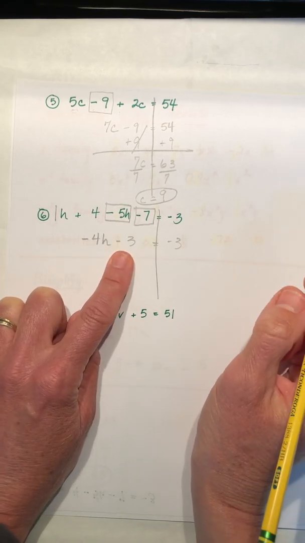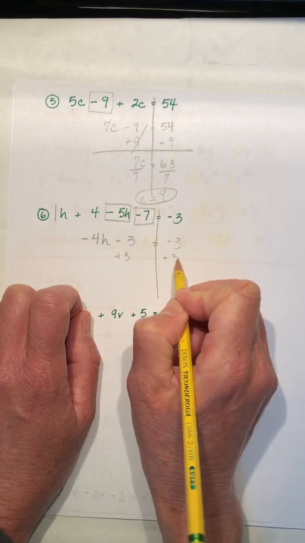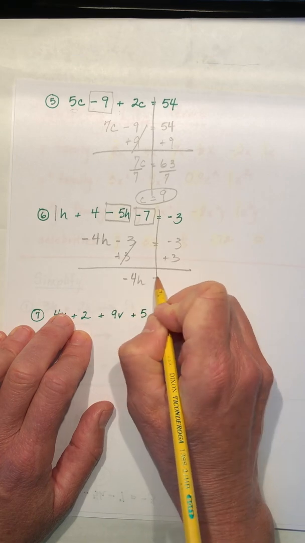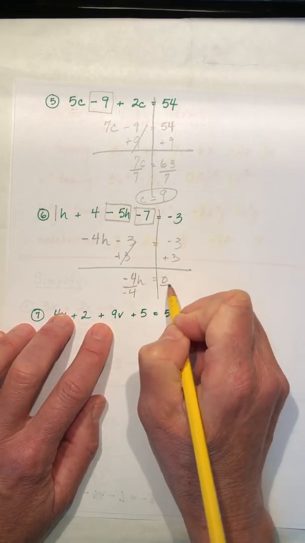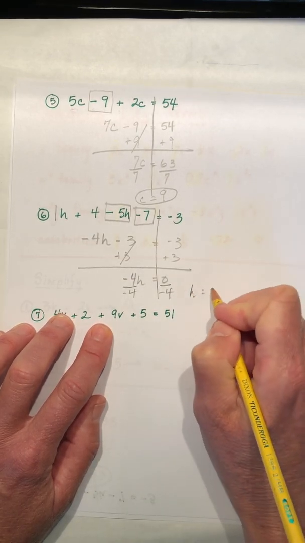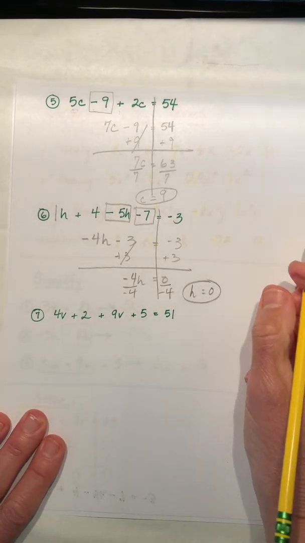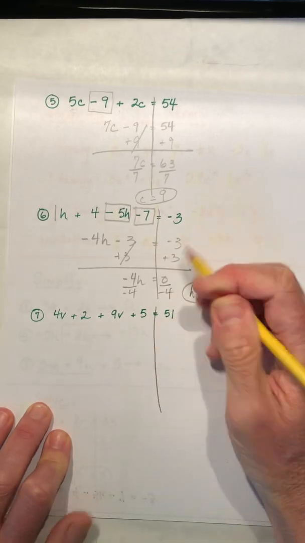I'm getting rid of my constant here, the 3. So I'm adding 3 to both sides. Negative 4h equals 0. Dividing both sides by negative 4. And 0 divided by negative 4 is 0. All right, one more. This is a nice quick video.